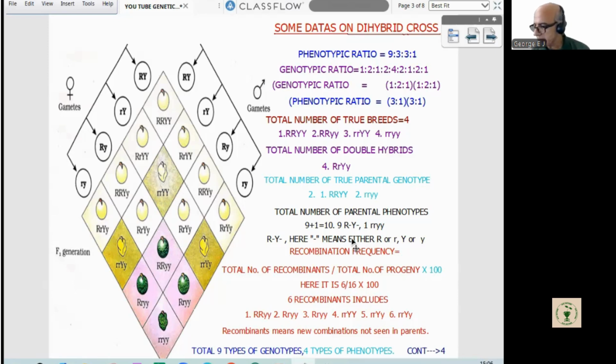That is why I represented it here. You can find capital R hyphen, capital Y hyphen. Hyphen stands for it can be filled with the capital R or small r. Same with the Y, capital Y or small y. There is no phenotypic change. So total will be 10.